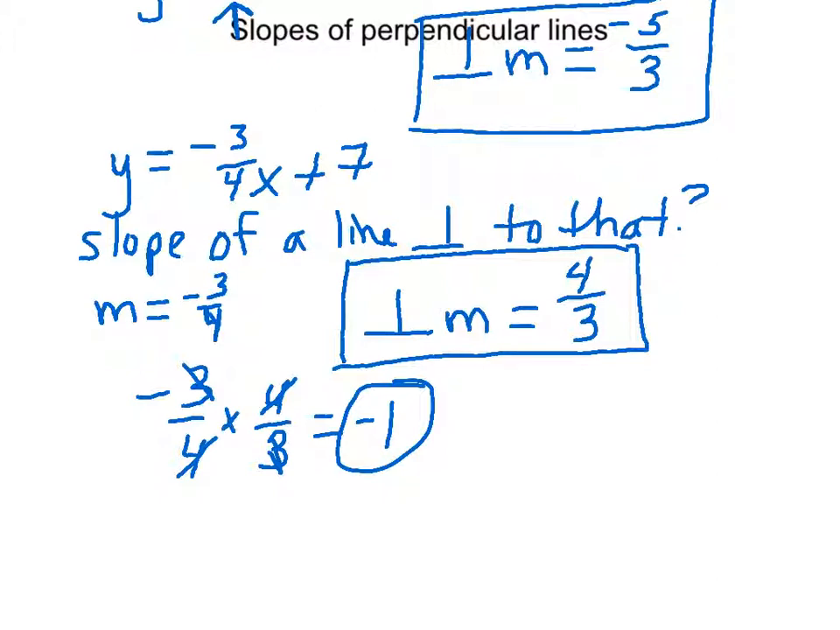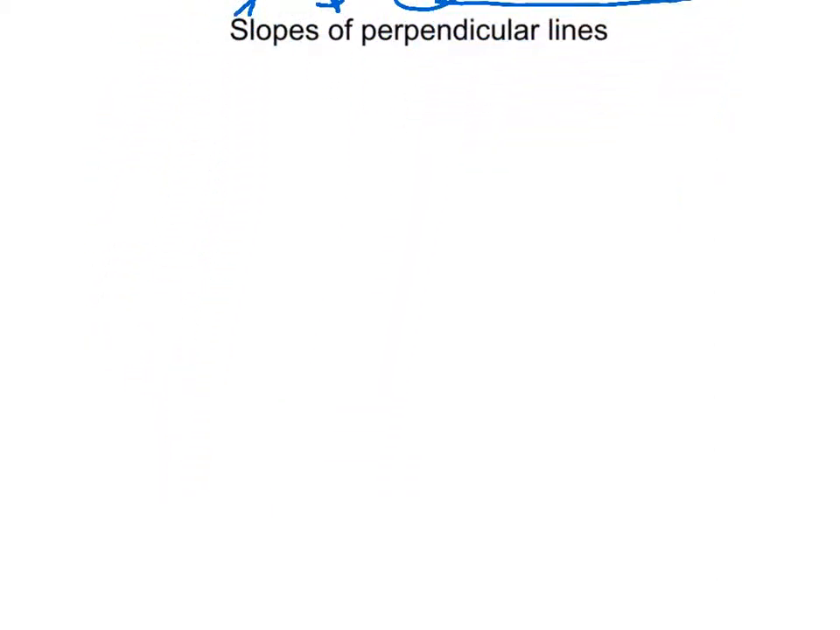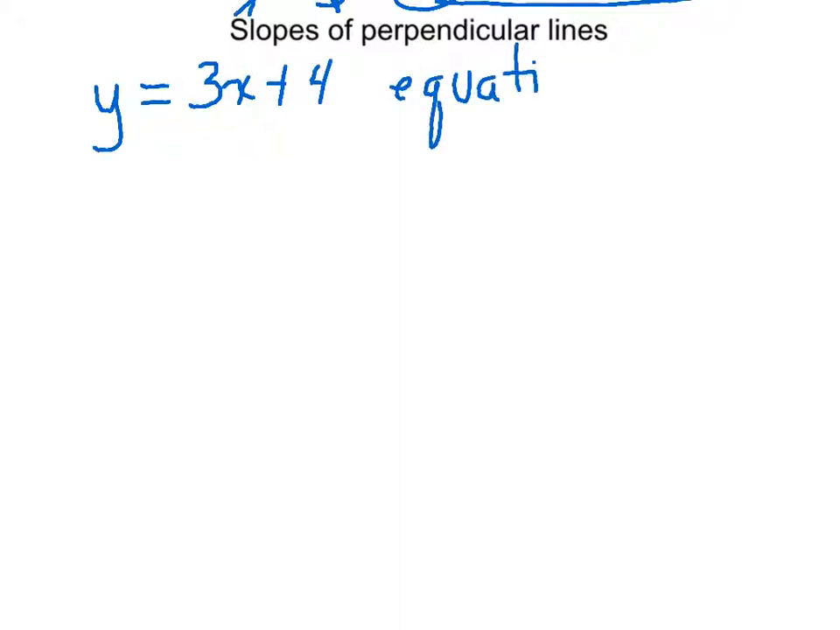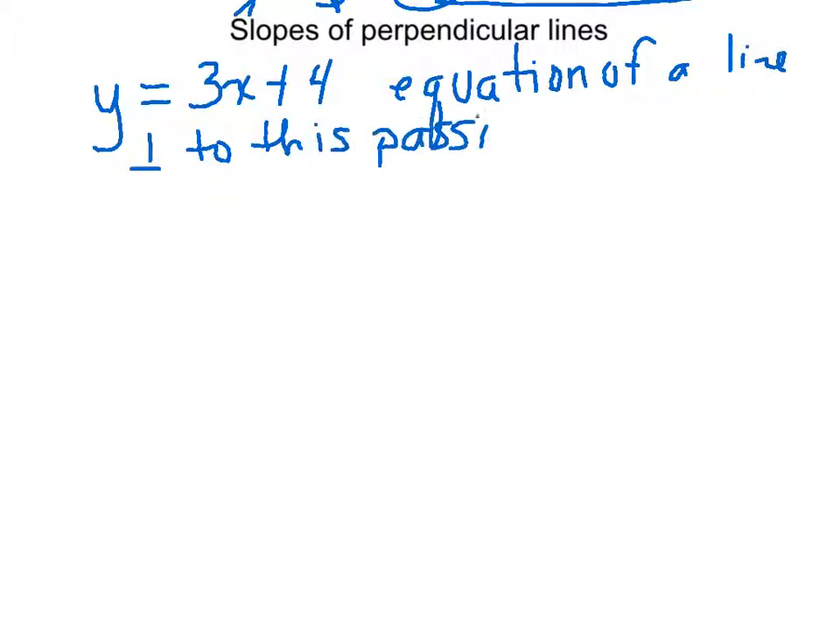Alright, let's kick this up just a notch. Slide this out of the way, slide that up out of the way. Alright, let's say that I give you the equation y equals 3x plus 4, and I want you to find the equation of a line perpendicular to that, passing through, what's a good point? We'll say -1, 6.